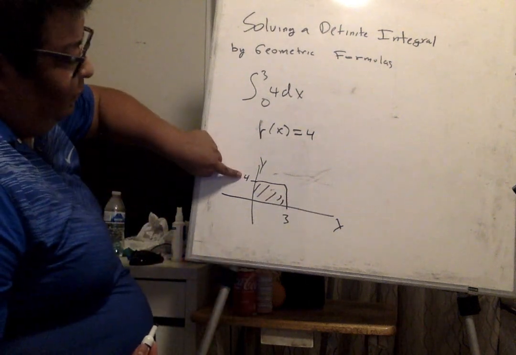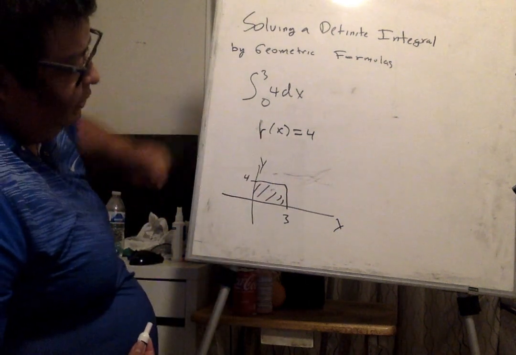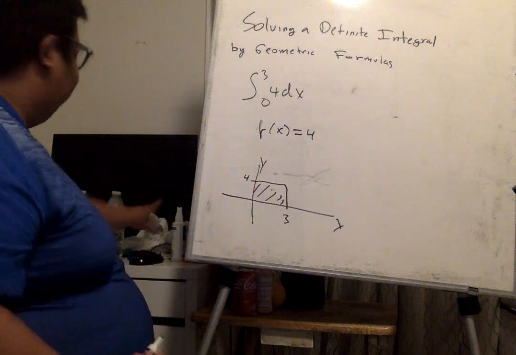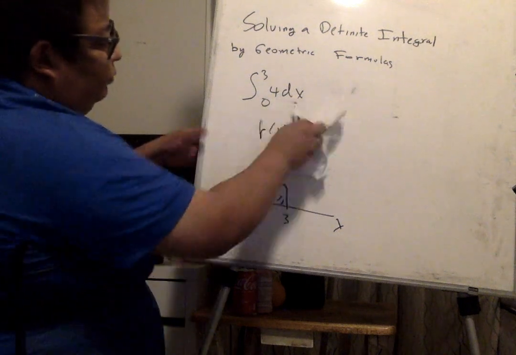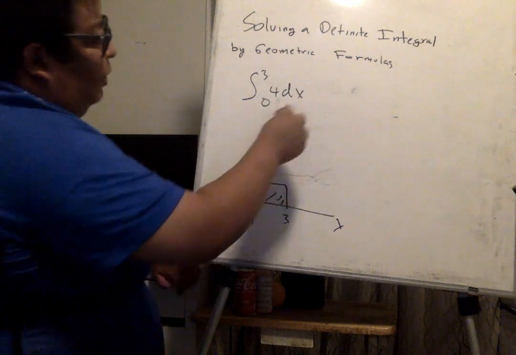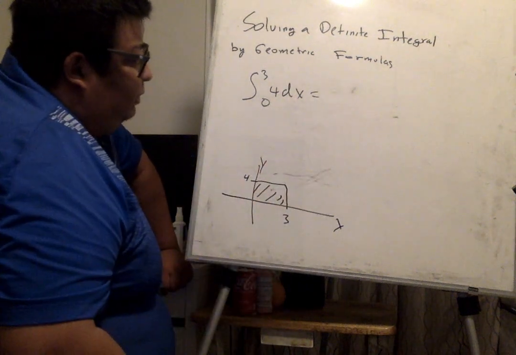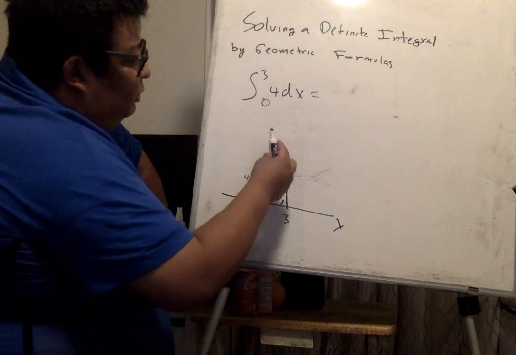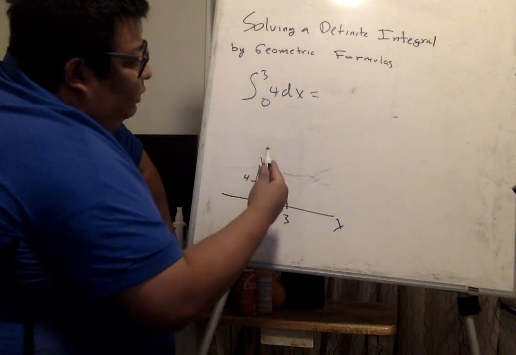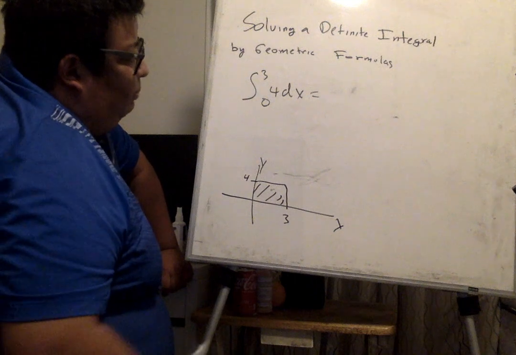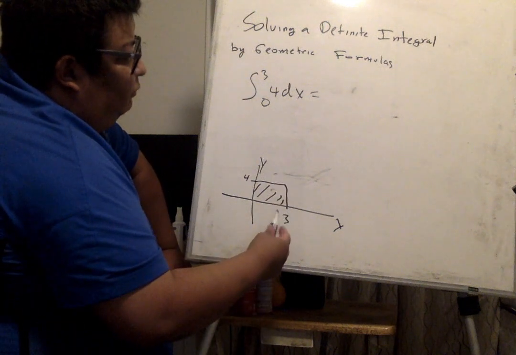So your graph f of x equals 4 is this one here, the horizontal line. So we got to find that area. The way this integral works, we can do later when you learn the fundamental theorem of calculus or other material, you're gonna learn that you can solve a different way. But right now, let's use geometric formulas.